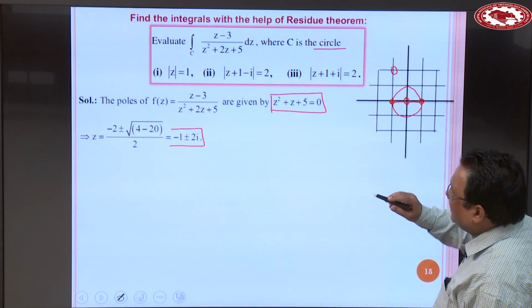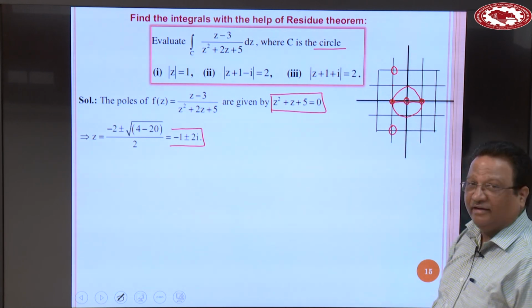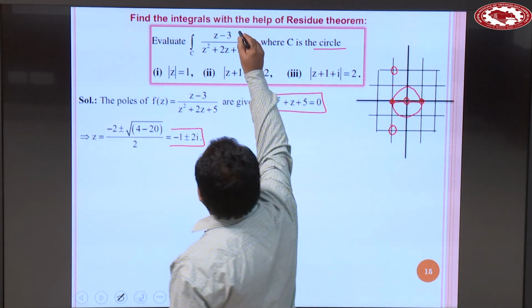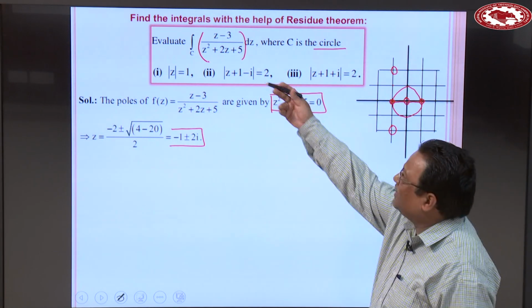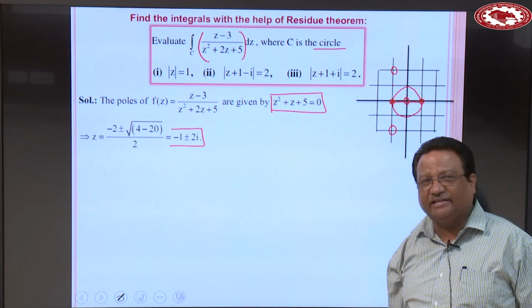ओके, एंड -1 -2 आइटा ये पॉइंट भी इससे बाहर है. तो इसका मतलब ये हुआ कि इस सर्कल के अंदर ये कंप्लीट जो फंक्शन है ये एनालिटिक है. So when this whole function is analytic within this closed curve C, then by Cauchy theorem this integral is 0.